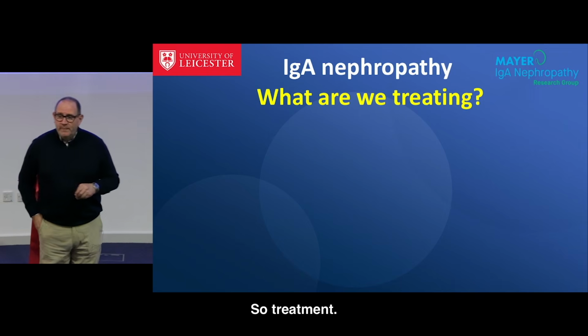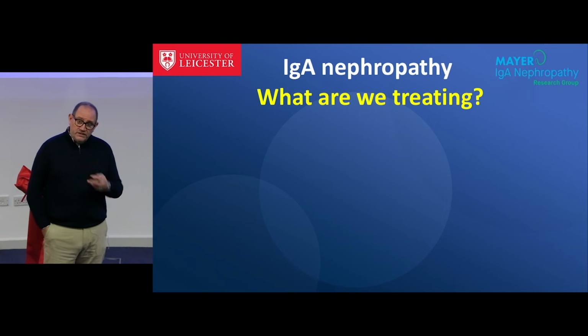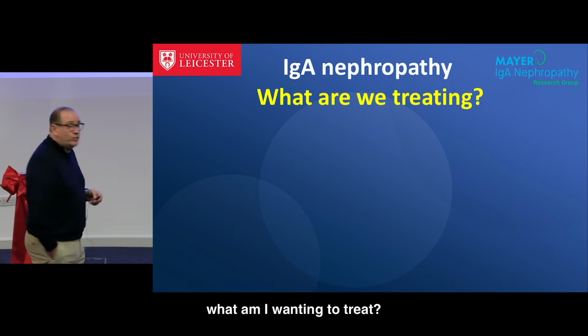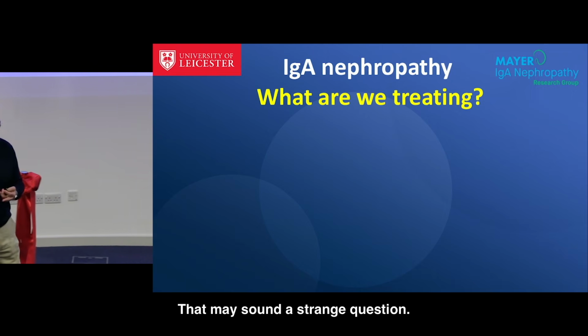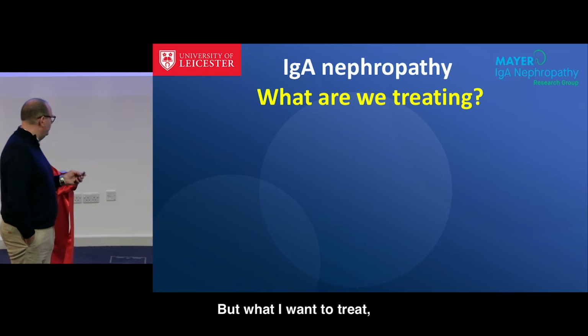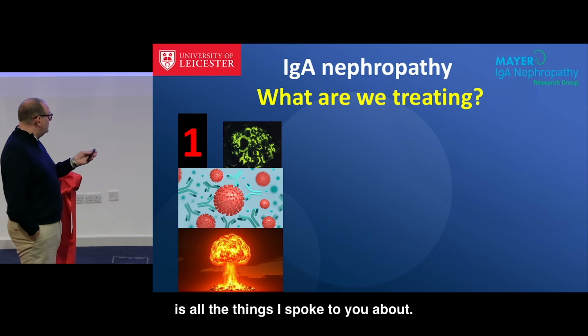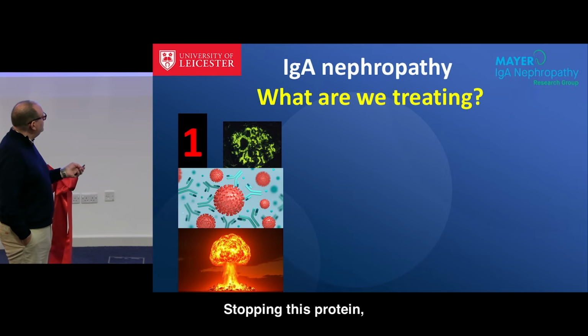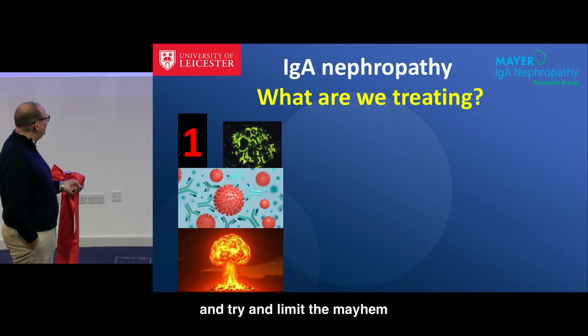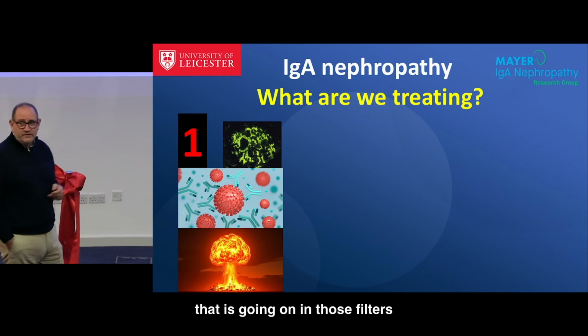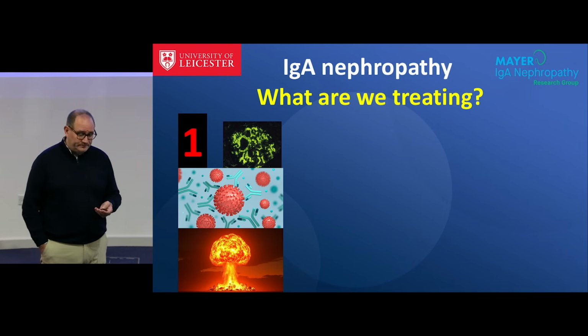So treatment. When I see a patient, they're sat opposite me, what am I wanting to treat? That may sound a strange question, but what I want to treat is all the things I spoke to you about. Stopping this IgA protein getting stuck in the filters, try and target those cells that are producing it, and try and limit the mayhem that is going on in those filters because of the IgA.